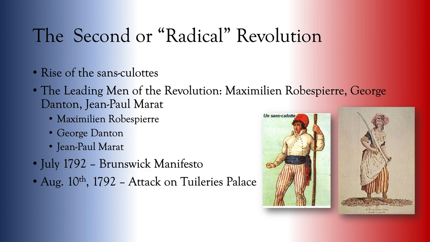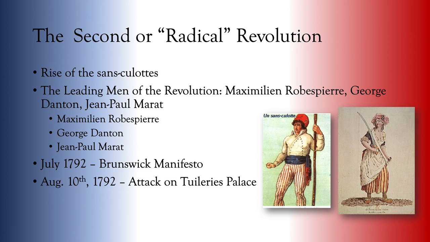Robespierre was involved with the revolution from the very beginning. He was elected as a delegate for the Third Estate at the convening of the Estates General, and eventually he became a leader in the Jacobin political club. So we associate both Robespierre and Danton with the Jacobins.